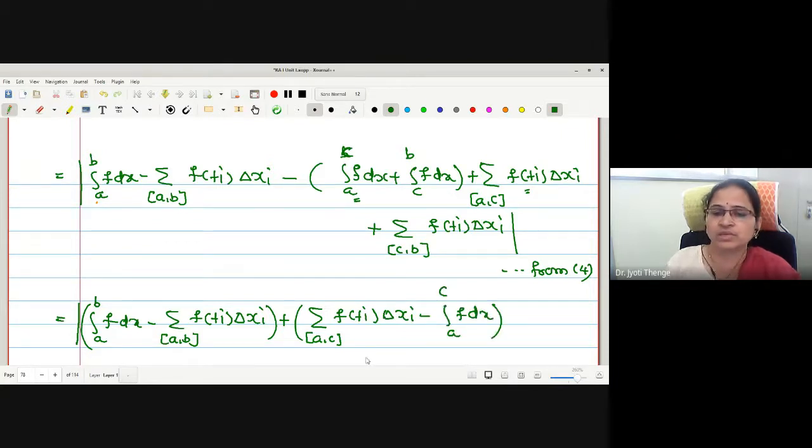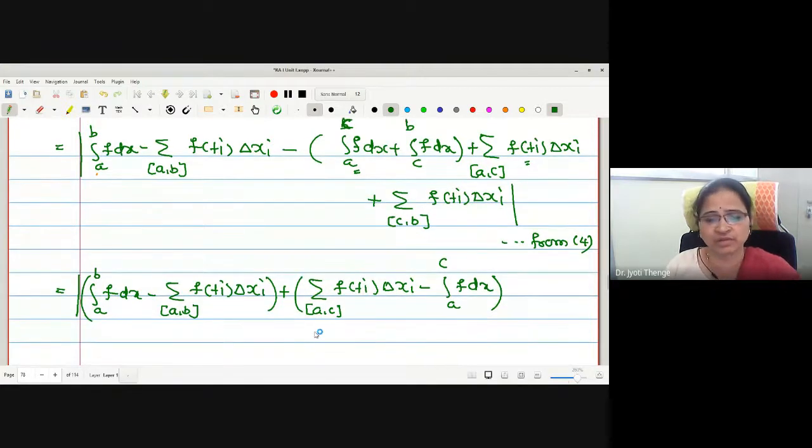Okay, are you getting me? Sum and integration on the same interval we were collecting together. Later I will take sum on CB f of pi delta xi with the corresponding integration with a negative sign. Sum on CB, no? Integration on CB. Okay.